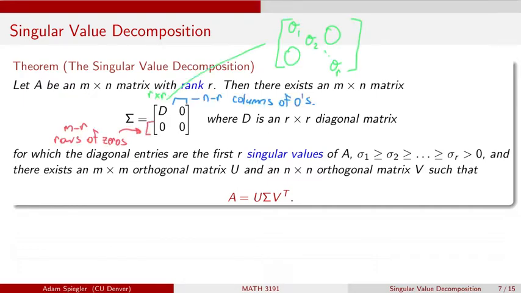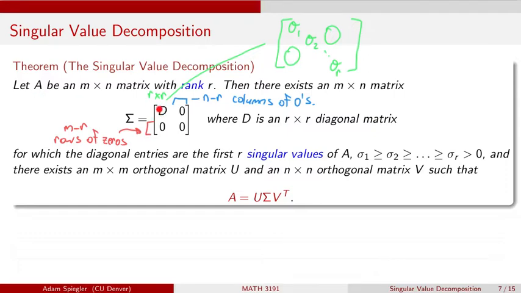Just to make sure we understand the dimensions of this matrix sigma, this letter D is representing an r by r matrix that consists of the first r singular values of this matrix A. So we've got sigma 1, sigma 2, all the way down to sigma r, and then we have zeros off of the main diagonal. So sigma is an m by n matrix. It has the same size as matrix A.